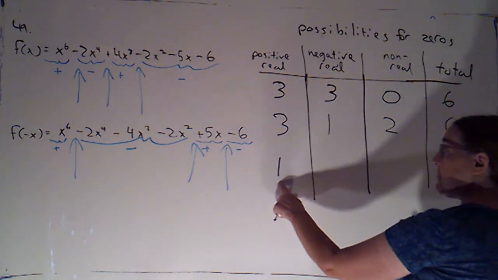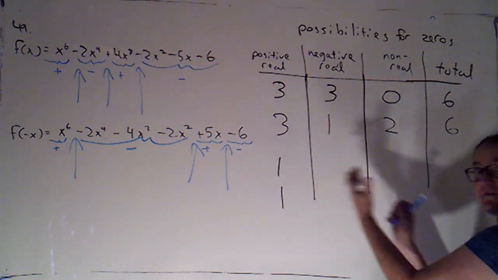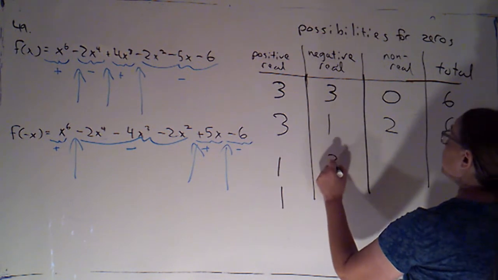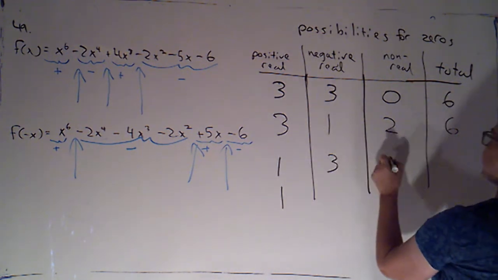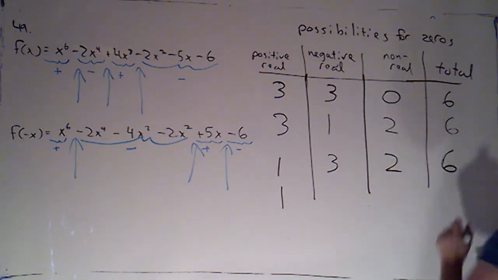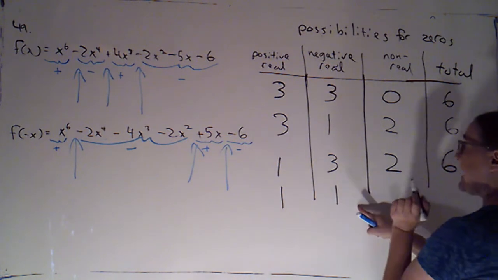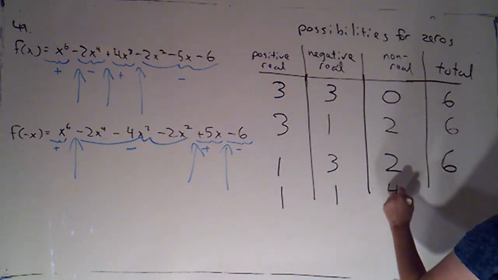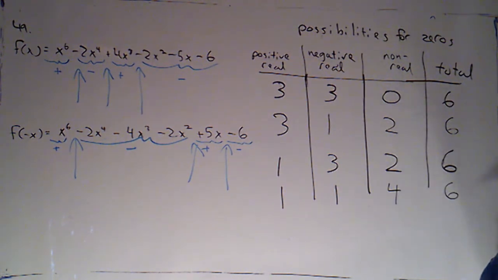Then I could have 1 positive real. I'm going to write that twice, though, because that could go with either of the possibilities for the negative zeros. So I could have 1 positive and 3 negative. That gives me a total of 4. So I'd have to have 2 non-real to get the total up to 6. I could have 1 positive, 1 negative. That only gives me 2. So then I'd have to have 4 non-real zeros to make that total 6.